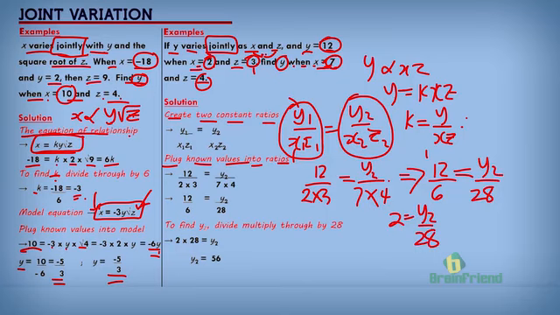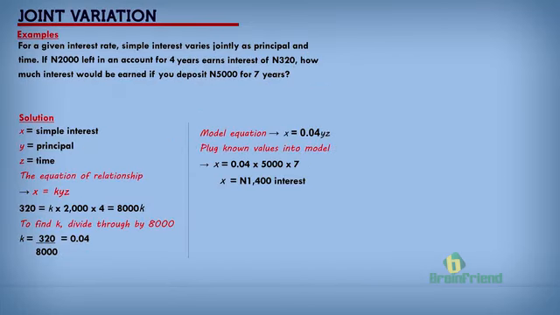To isolate our y2, what do we do? We multiply both sides by 28. So y2 is isolated, and we have 28 times 2. This, of course, is what? 56. So the value we seek, y2, is 56. Now let's do some word problems.